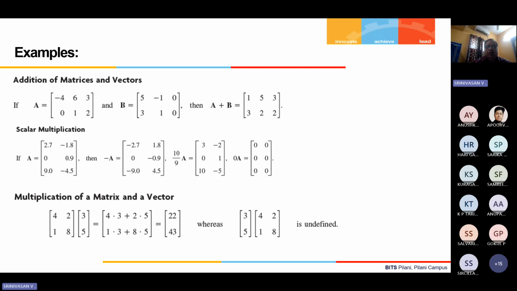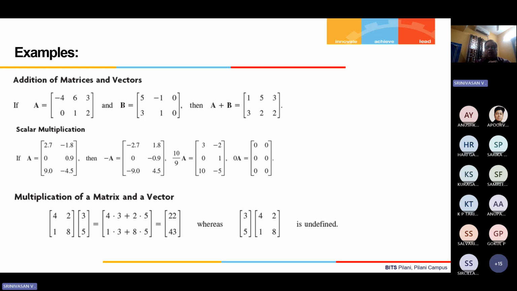Don't write this as 4 into 3 space 2 into 5. It is 4 into 3 plus 2 into 5, a single element. Next, second row, come to second row. Repeat the process now. 1 into 3 plus 8 into 5. Isn't it? This is the process. So what do you get? 12 plus 10, 22. 3 plus 40, 43. So you just have only 2 rows and 1 column. Then only you are correct.